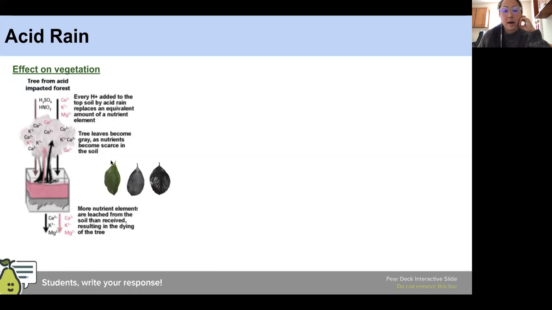Then you have these leaves that become gray or kind of brown as a result, and the plants begin to slowly die. You can see as acid hits the soil, these big nutrients like calcium, potassium, magnesium, nitrogen, they all start leaving the soil, and so there's less of the nutrients for the plant itself to take up.